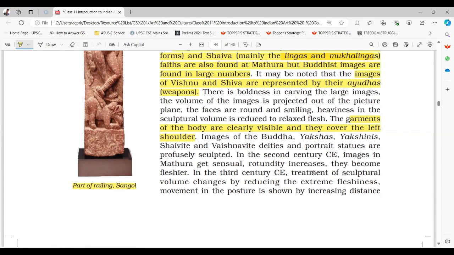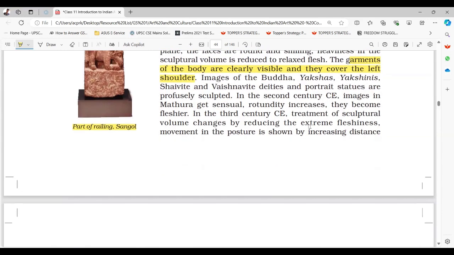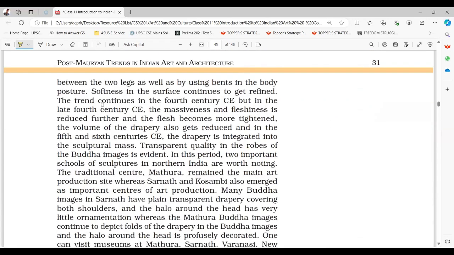Rotundity increases, they become fleshier. In the 3rd century CE, treatment of the sculptural volume changes by reducing the extreme fleshiness. Movement in the posture is shown by increasing distance between the two legs as well as by using bends in the body's posture. Softness in the surface continues to get refined. The trend continues in the 4th century CE, but in the late 4th century CE, the massiveness and fleshiness is reduced further and the flesh becomes more tightened.